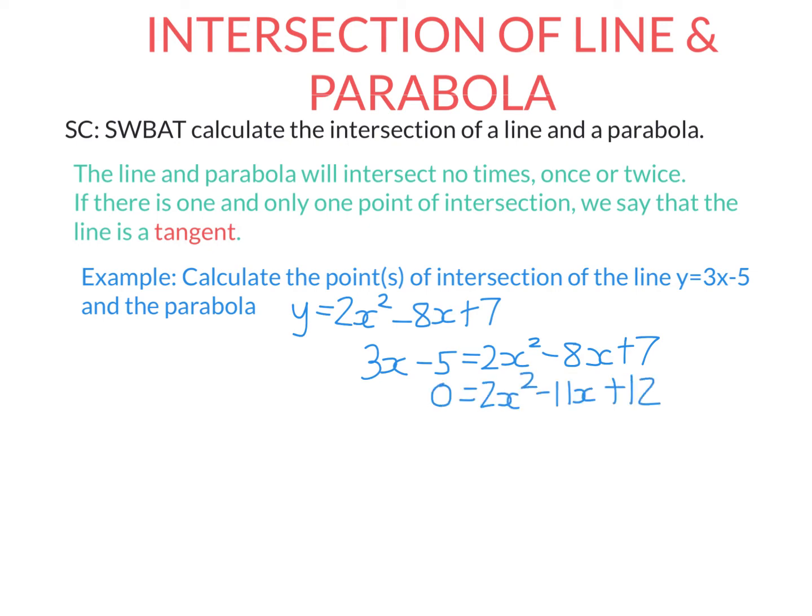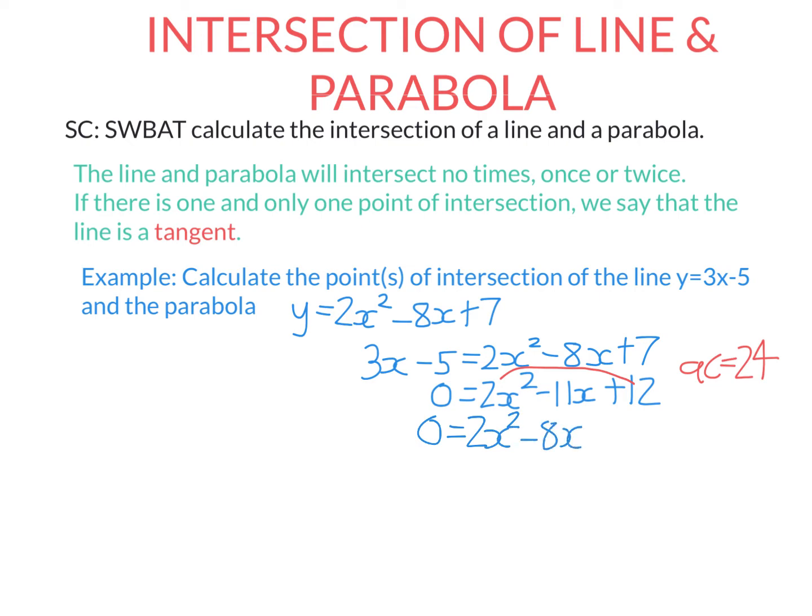Now this is a non-monic quadratic trinomial because there are 3 terms and the leading coefficient is 2. So we could use the quadratic formula or completing the square. I'm going to solve this using factorization. So to factorize this, we need to use the AC method. So a times c, 2 times 12 is equal to 24. We need to find two numbers that multiply to 24 and add to negative 11. Those numbers are, of course, negative 8 and negative 3, so we're going to split up the middle term.